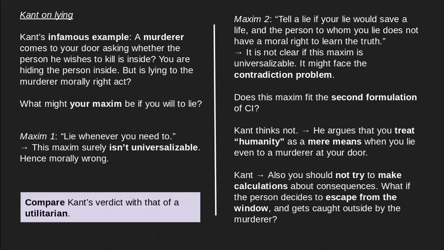Compare this verdict of Kant to that of a utilitarian. It's very interesting to make this comparison. According to a utilitarian, the morally right action is to increase pleasure and decrease pain, right? This is what we said in our class on utilitarianism, and in the applied issue we went over it as well. The right action is to increase the amount of pleasure and decrease the amount of suffering or pain. And when a murderer comes to your door, you just ask yourself, okay, how do I increase pleasure and decrease pain with my act? What should I do? Should I lie to the murderer and say, no, the person is not here, there's nobody here?